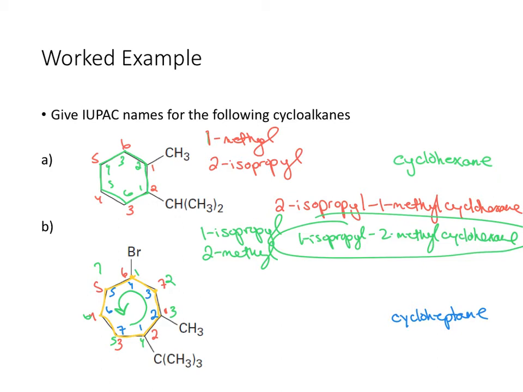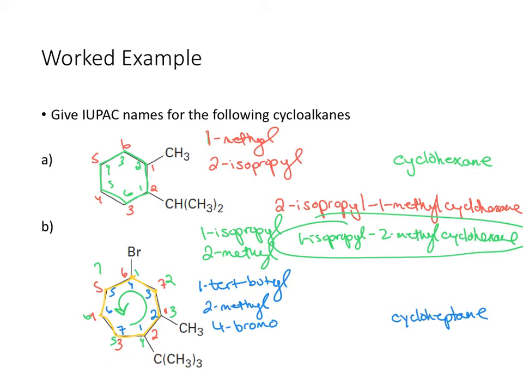So the way I've numbered in blue, I have a tert-butyl at 1. I have a methyl at 2. And then I have a bromine at 4, which when it's a substituent, we call it bromo.